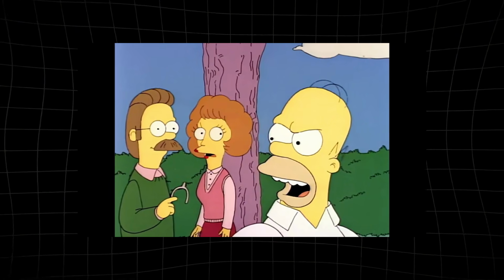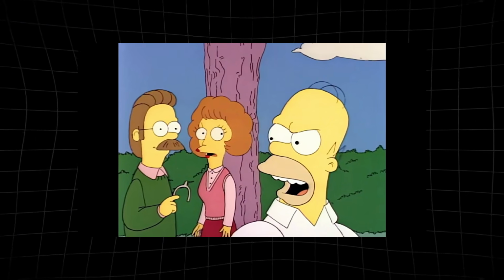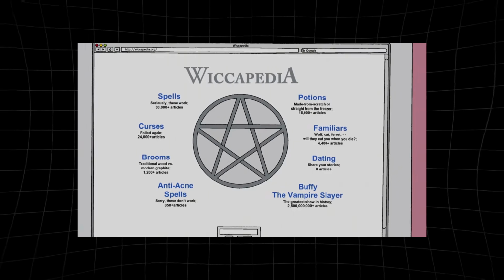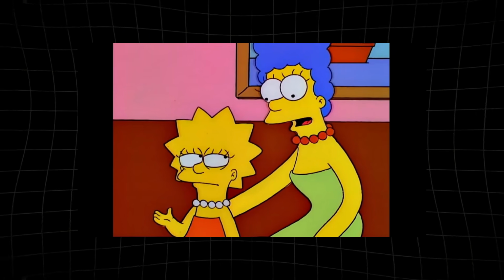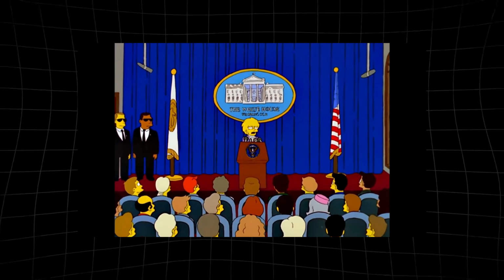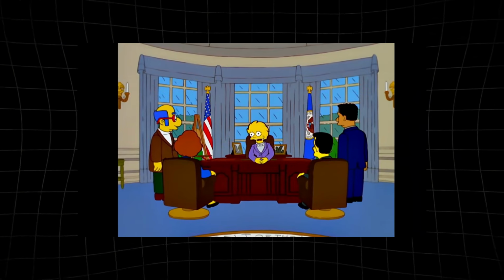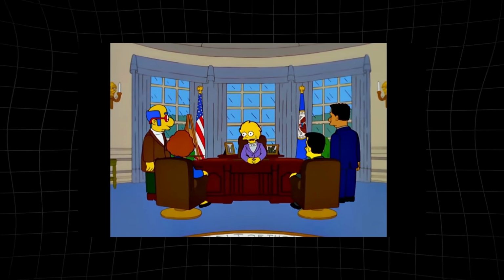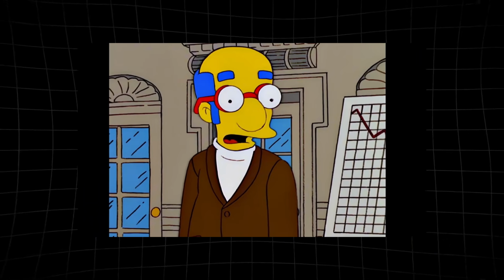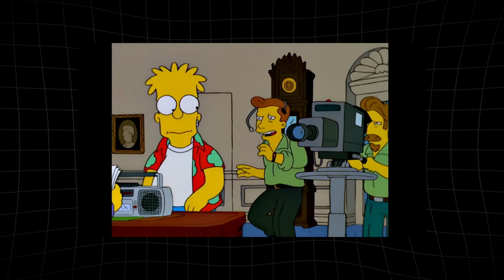Homer's work ID badge, which appears occasionally when the show's setting is the nuclear plant and security procedures are being observed, has been depicted with different configurations. The photo, the text, the layout of the ID, these have varied across the show's appearances of this prop. Given that ID badges are used primarily as a quick visual reference for a specific kind of scene rather than as a developed prop, the inconsistency is understandable.